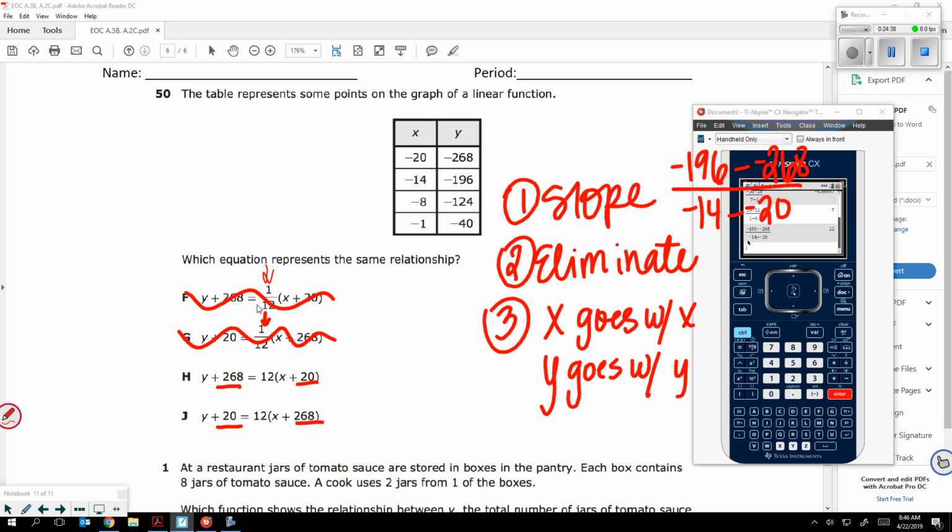So we're looking: do I have an x of positive or negative 20? Yes. A y should be 268. Yes. If I look at J though, my x's here are 268. So I see that my answer is H, remembering that x goes with x, y goes with y. And then from there you can look at your table. Questions on that one? Please.